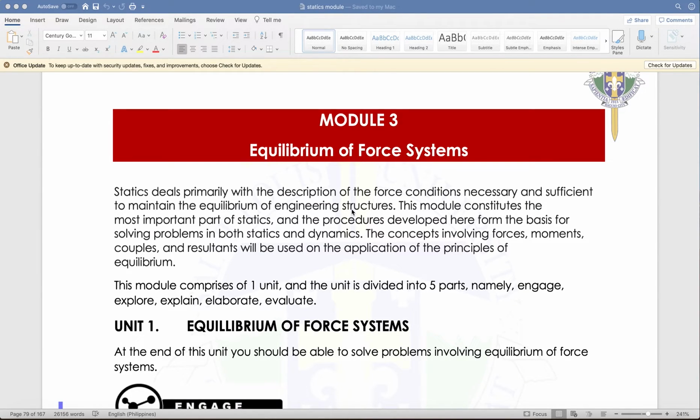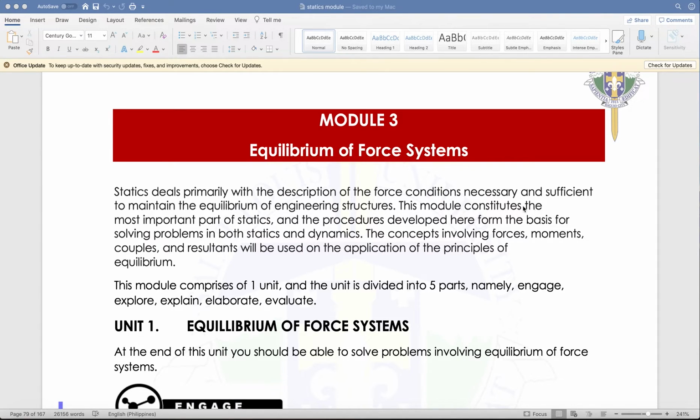For this video, we're going to discuss module number 3, equilibrium of force system. Statics deals primarily with the description of the force, conditions necessary and sufficient to maintain the equilibrium of engineering structures. When we say equilibrium, it is in a state of balance, where the summation of forces and moment is equivalent to 0.